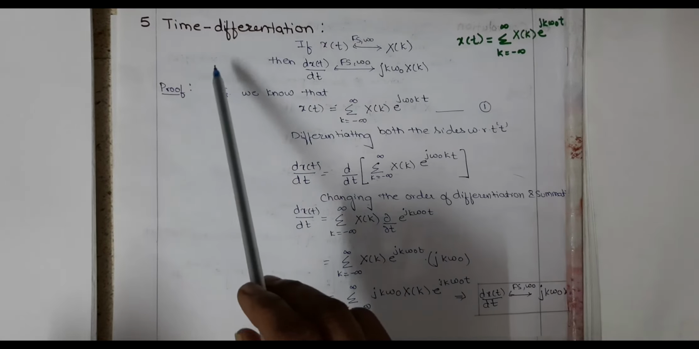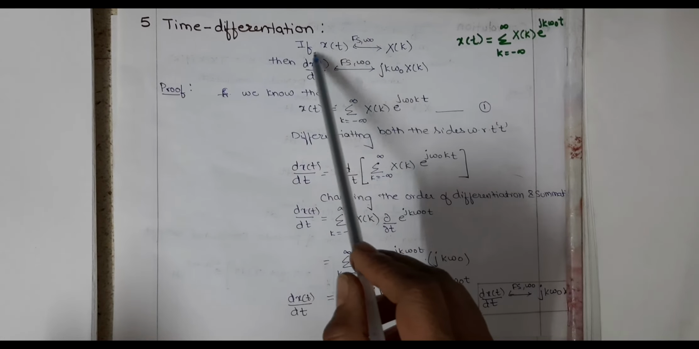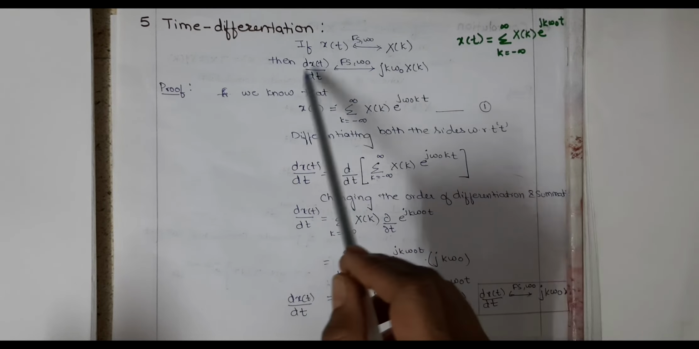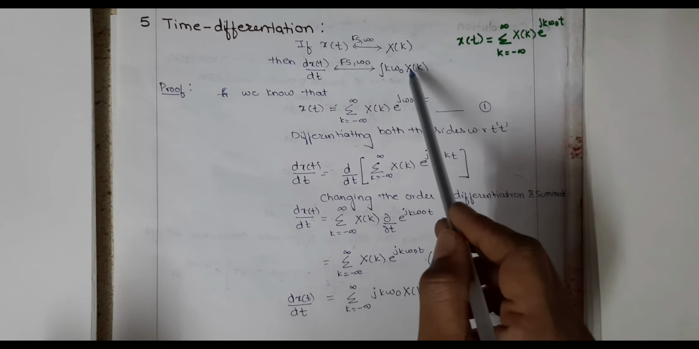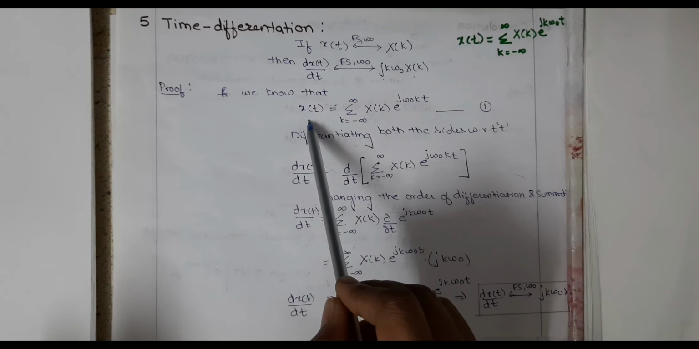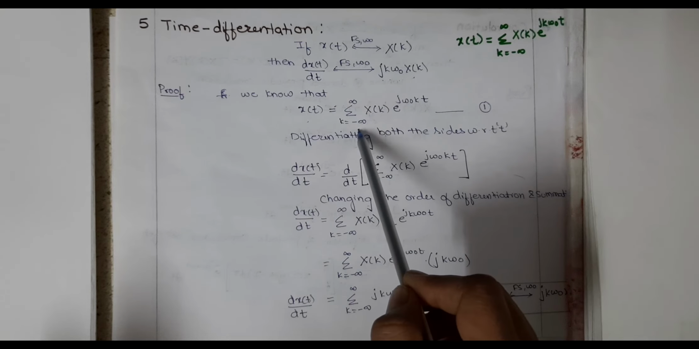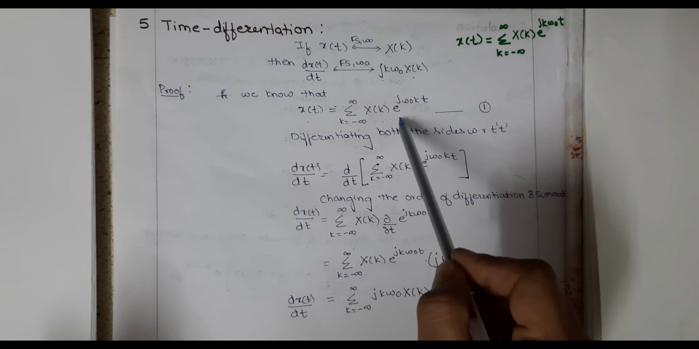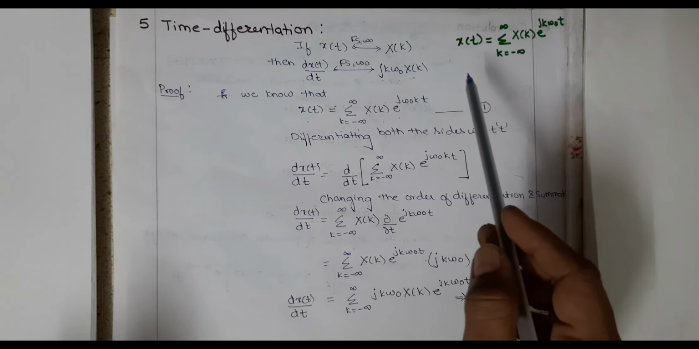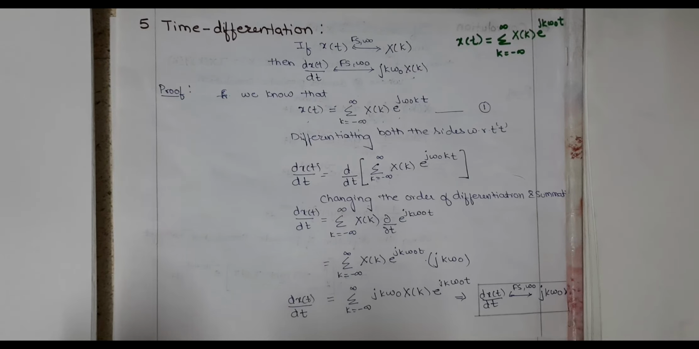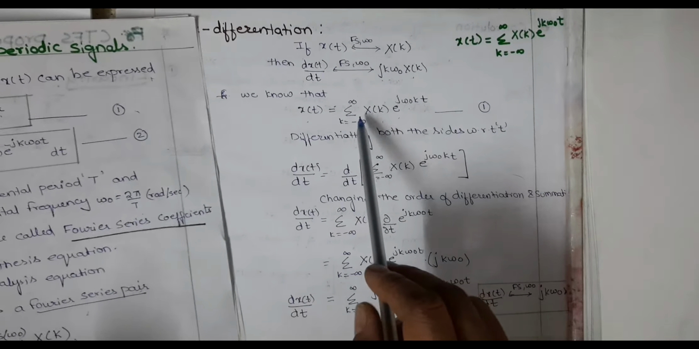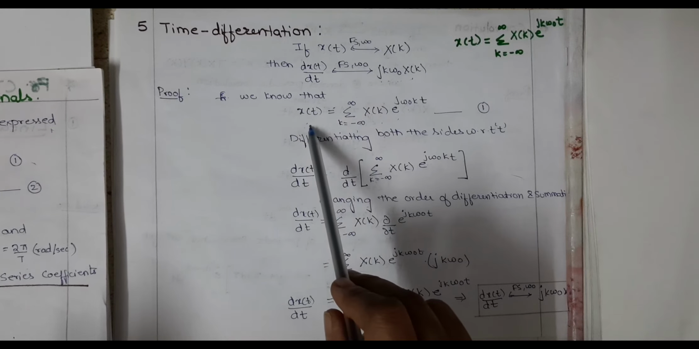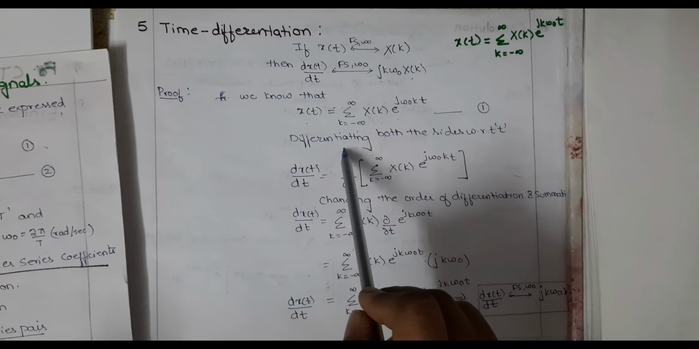Now let us see the time differentiation property. So x of t's Fourier representation is x of k, then dx of t by dt Fourier representation is jk into omega naught into x of k. So we know this formula, x of t is equal to sigma k equal to minus infinity to plus infinity x of k e raised to j omega naught k into t. This is the first formula we have used here. Now for this equation, differentiating on both sides with respect to t.